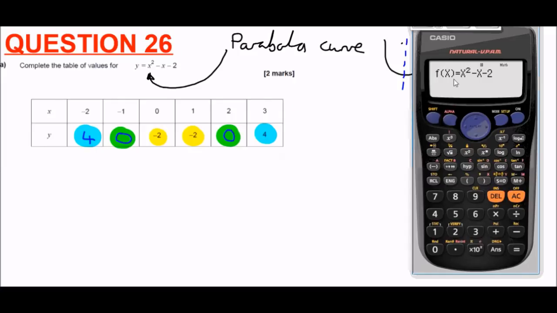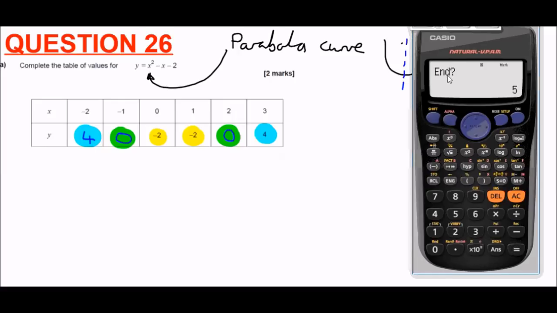And we press equal, because we've typed in here the curve we want to sketch. So press equals. Now it says start. What it means is, where do we want x to start from? The lowest value of x we have is -2. So we don't want it to start from 1. We want x going from -2. So type in -2, then equals.